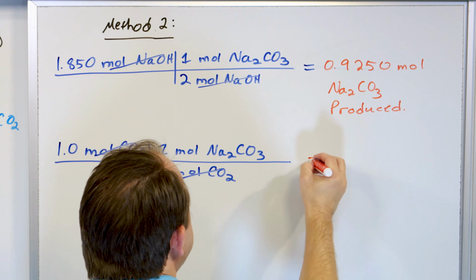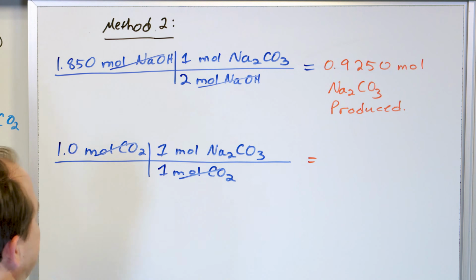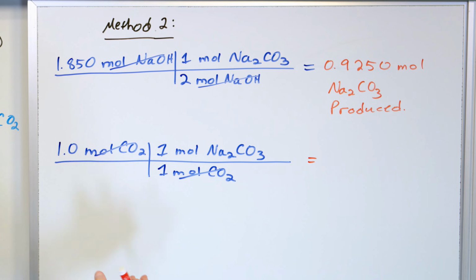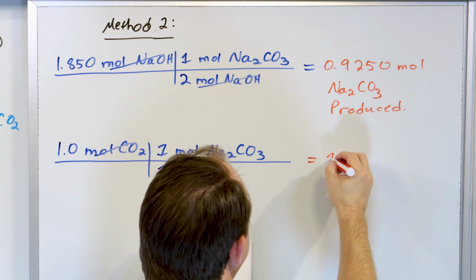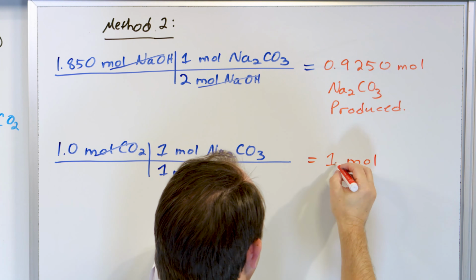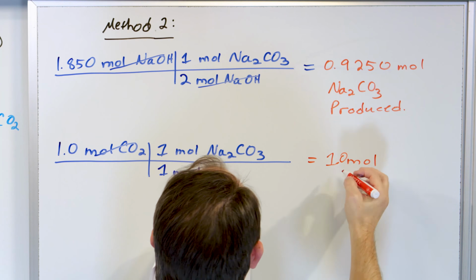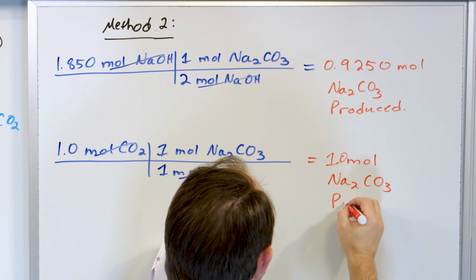So what have we figured out here? We figured out that if we assume the carbon dioxide is the limiting reactant and we have an excess amount of the other reactant available to react with it and convert all of this into product, there's ones everywhere. It's going to produce 1 mole. I guess I could put 1.0 mole of Na2CO3 produced.